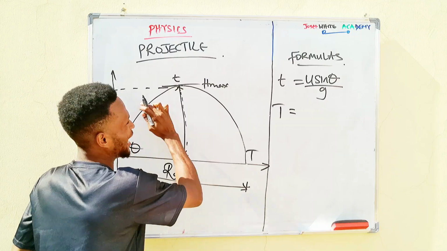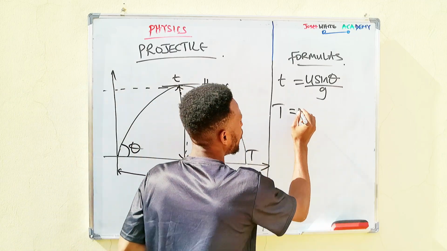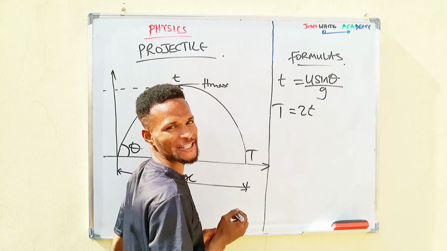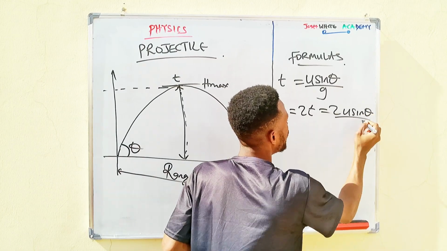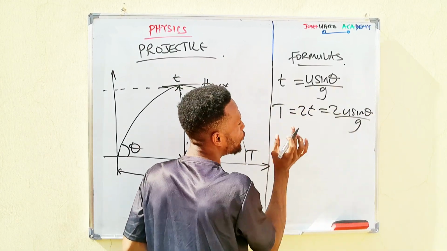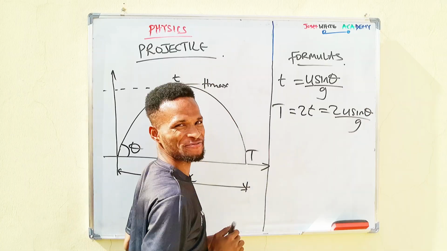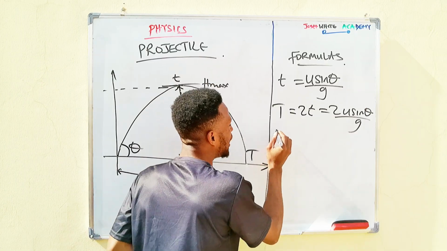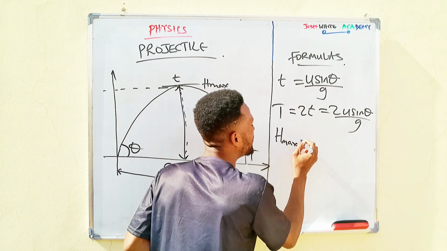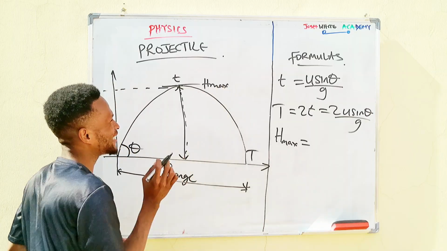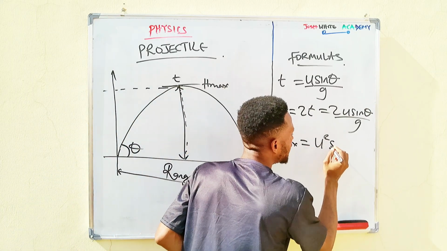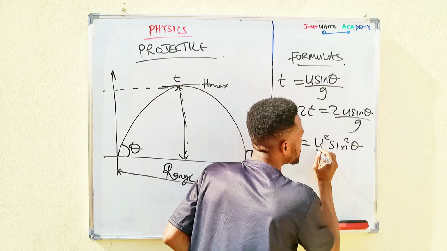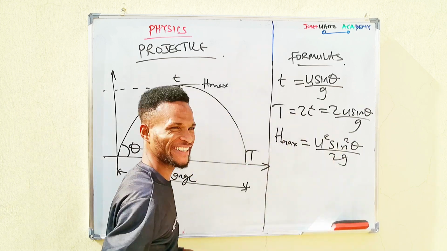I told you the time of flight is times 2 of the time to reach a maximum height, which is equals to 2u sine theta over g. Multiplying 2 to this formula is to give me 2u sine theta over g. The third formula is our maximum height. That's this. Our maximum height is u squared sine square theta all over 2g.